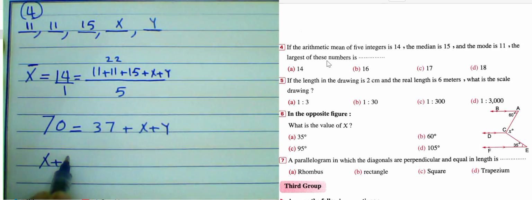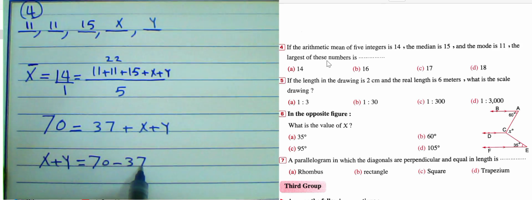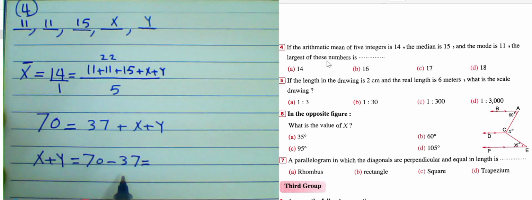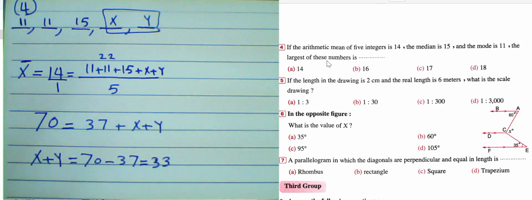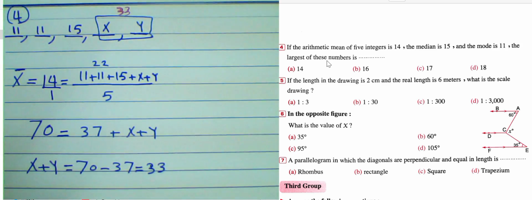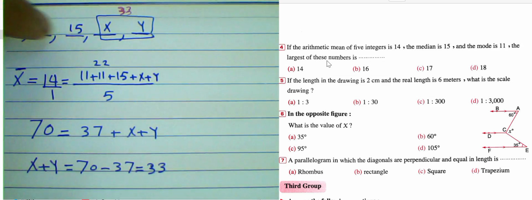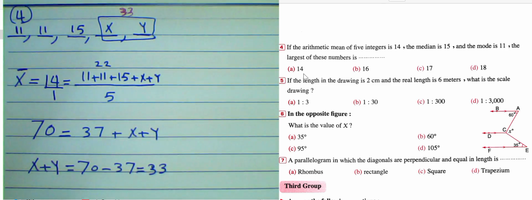Then we can find the sum of x and y equals 70 subtract 37. The difference between them will be 10 minus 7, it will be 3, and 6 minus 3, it will be 3. Then the sum of the two numbers here will be 33. Okay. What result will we choose from the options? We have two numbers. Don't choose 14 because 14 is less than 15. And what about 16 and 17 and 18?